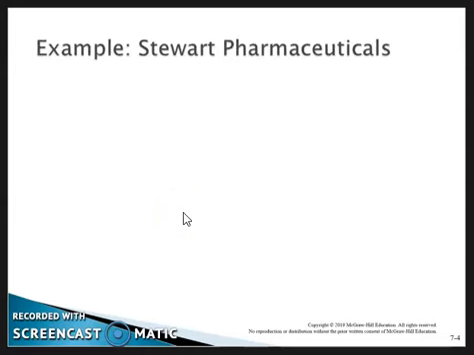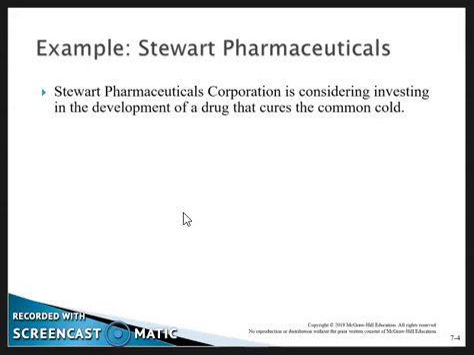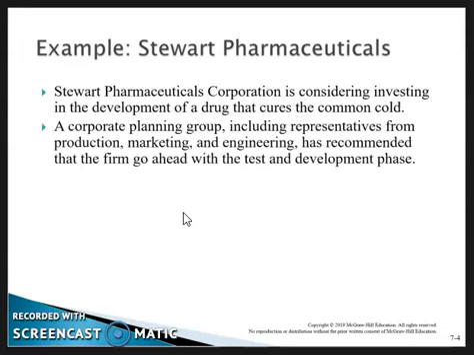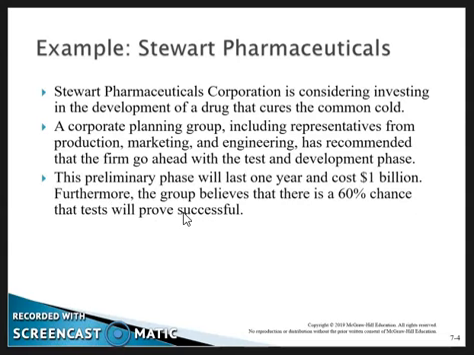So, example: Stewart Pharmaceuticals. A corporation is considering investing in development of a new drug that cures the common cold. The corporate planning group, including representatives from marketing, production, and engineering, recommended the firm go ahead with the test in the development phase. The preliminary phase will last 1 year and cost $1 billion. The group believes that there is a 60% chance that the test will prove successful.